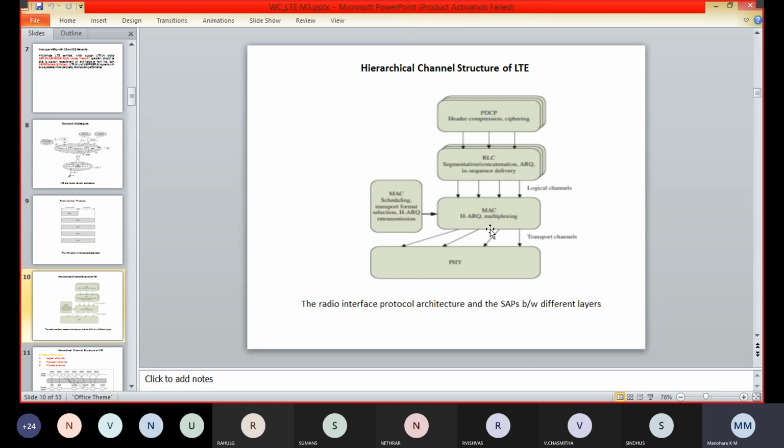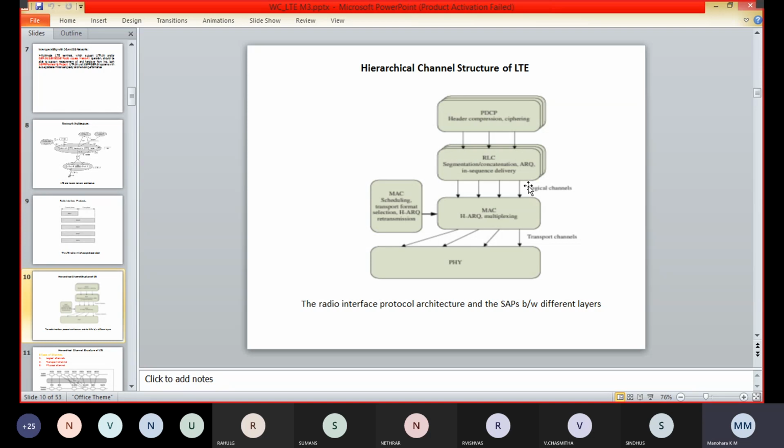So here in the logical channels, we have what to transmit. The logical channels are used by the MAC to provide the services to the RLC. Each logical channel is defined based on the type of information it carries. In LTE, there are two categories of logical channels depending on the service they provide.